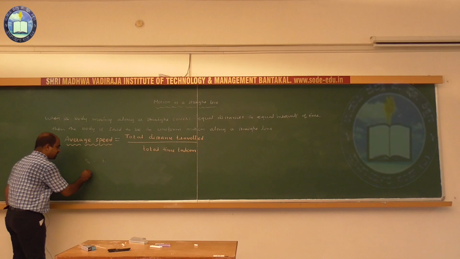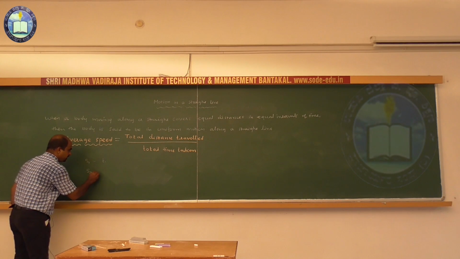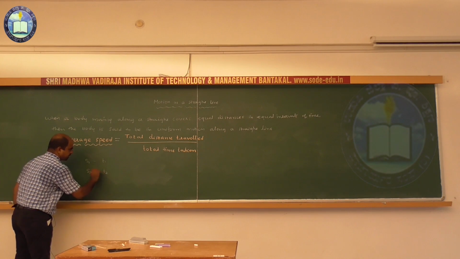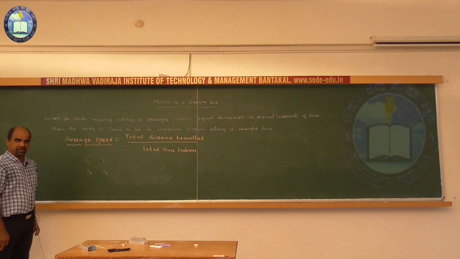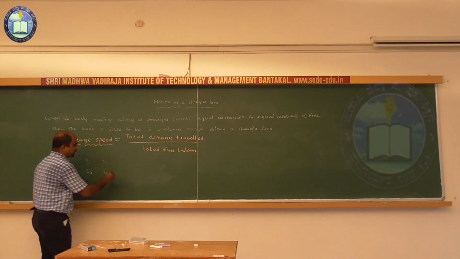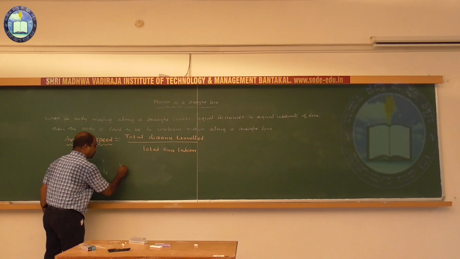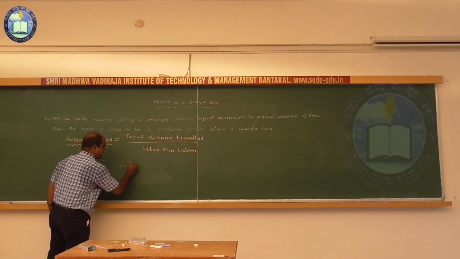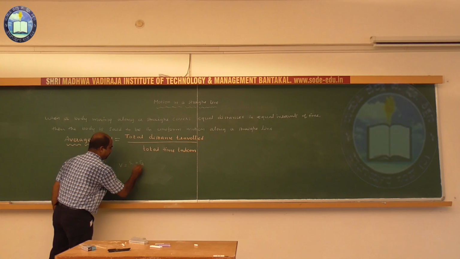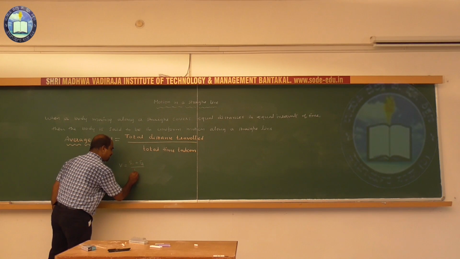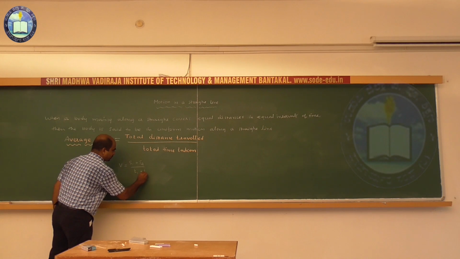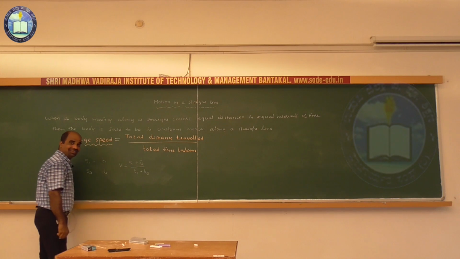Then it travels distance s2 in time t2. Then how can you find the average speed? Average speed of the body is given by total distance traveled, s1 plus s2, divided by total time taken, t1 plus t2. What you observe here?